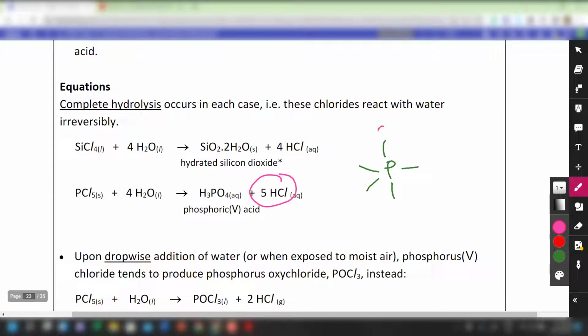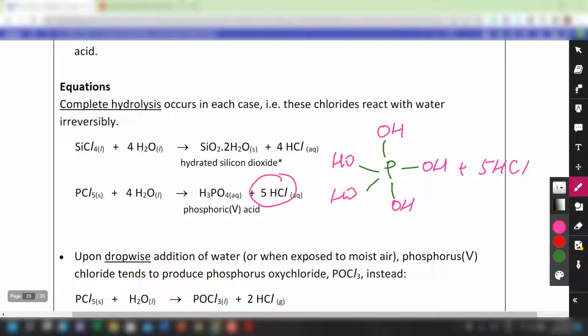So I'm going to get an OH here, and OH here, and OH here, and OH here, and an OH here, plus 5HCl. Yep. And if you could recall, one of the very important ideas about chemistry is that an electron deficient center cannot be bonded to too many OHs, because the OH being electron withdrawing will withdraw from the center to make it even more deficient.